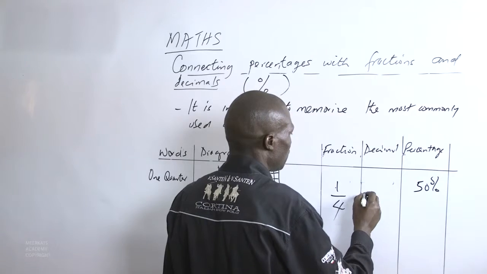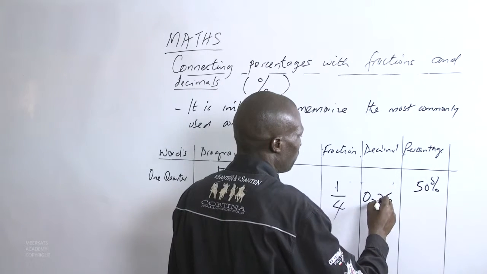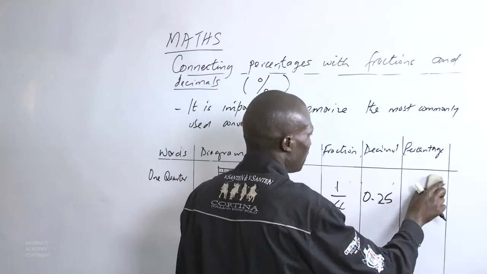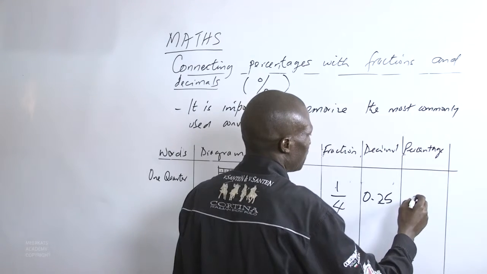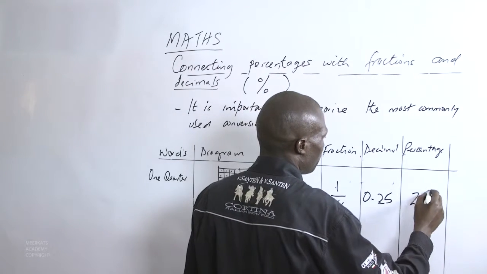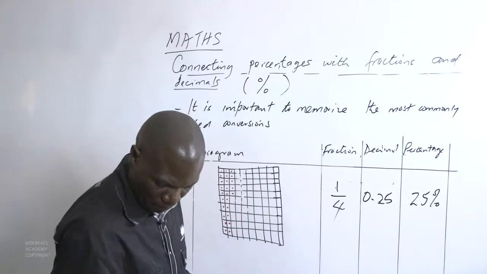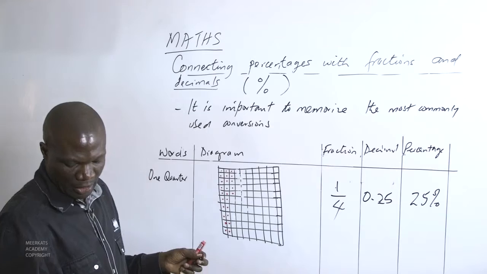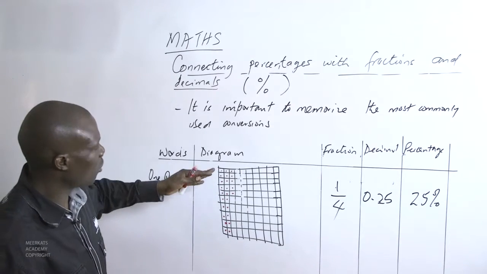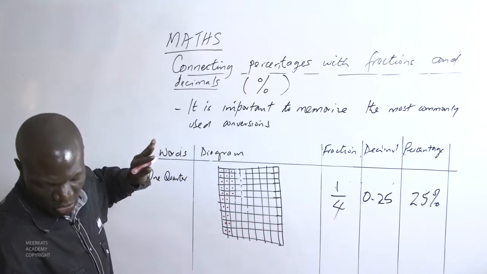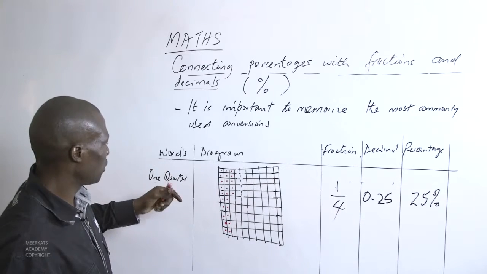And as a fraction, it is simple. As a decimal, it is 0.25. And as a percentage, it is 25%. This diagram is simply for showing the conversion of most commonly used conversions.